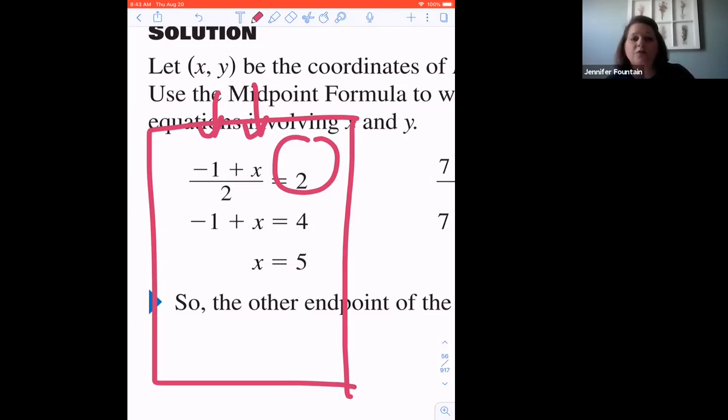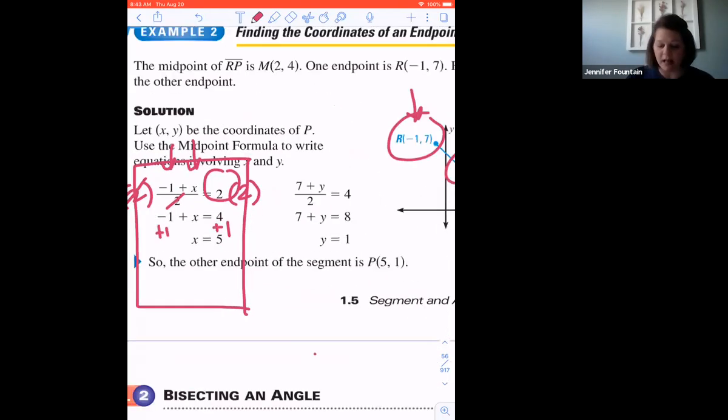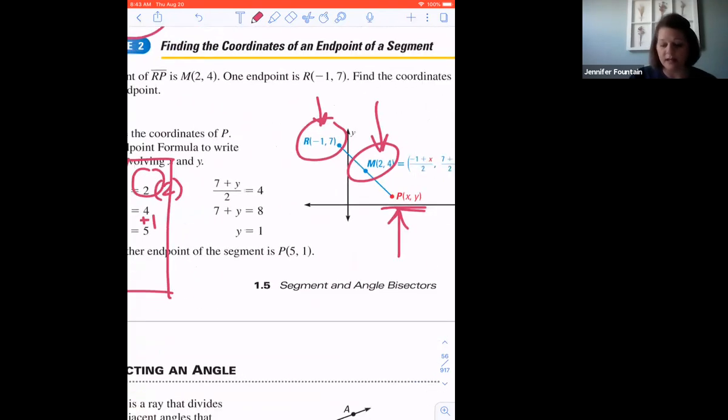Sorry. Okay, so the first thing we need to do is multiply both sides of the equation by 2 to get rid of that denominator. When I multiply the left side by 2, I'm left with -1 plus x. My right-hand side I multiplied by 2, and 2 times 2 is 4. So now I have -1 plus x equals 4. Now I need to add 1 to each side, and I end up with x equals 5. So I know that for my point, this number is going to be 5.